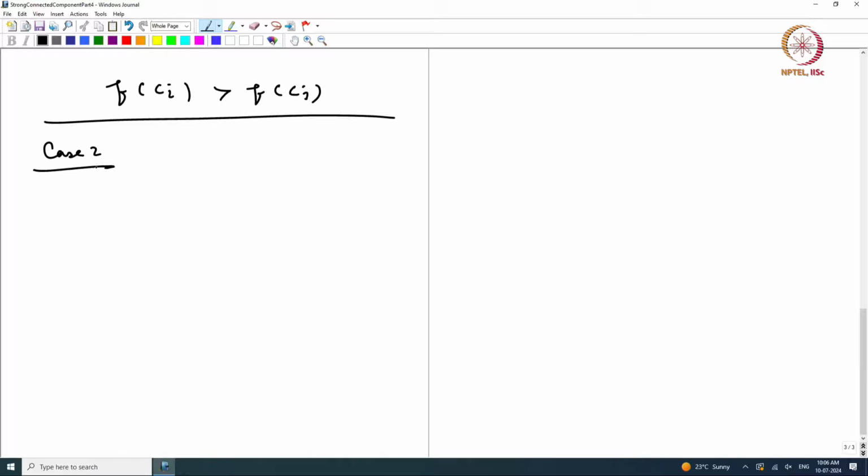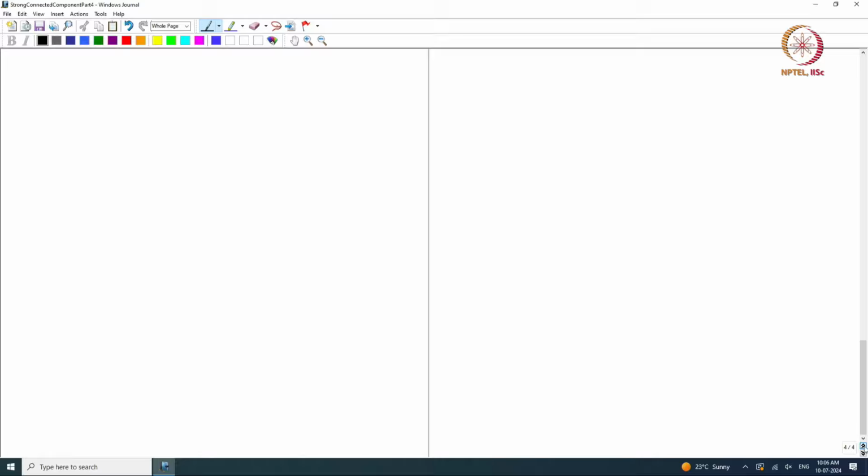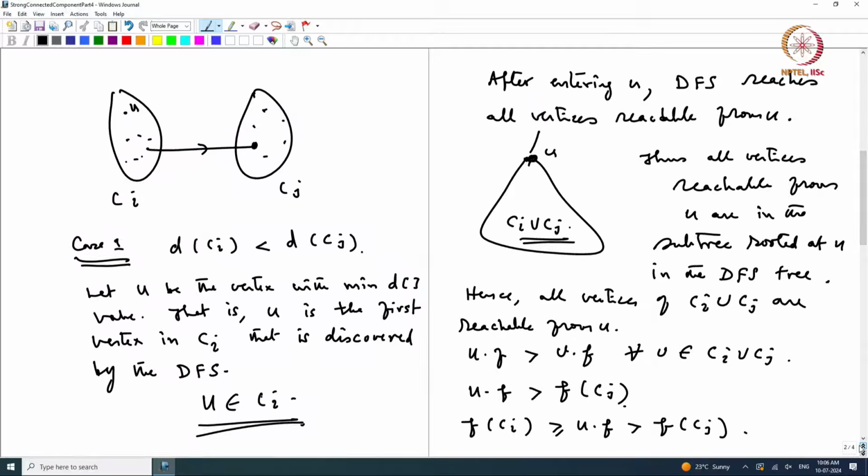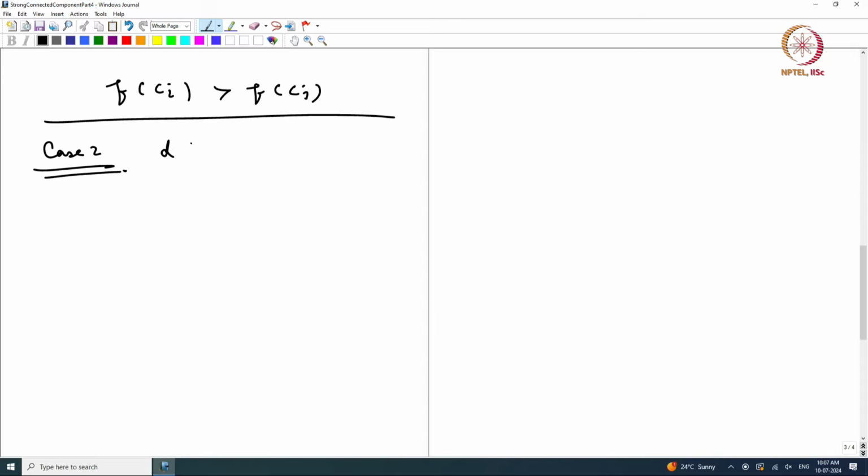Case 2. In the previous case we considered d of Ci is less than d of Cj. Now we are going to assume d of Ci is greater than d of Cj.